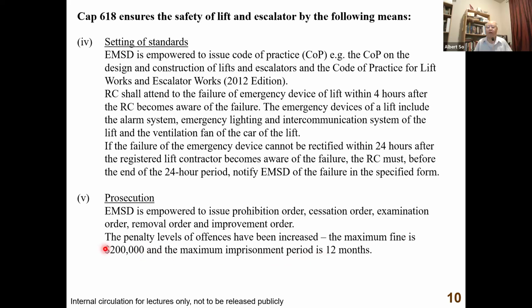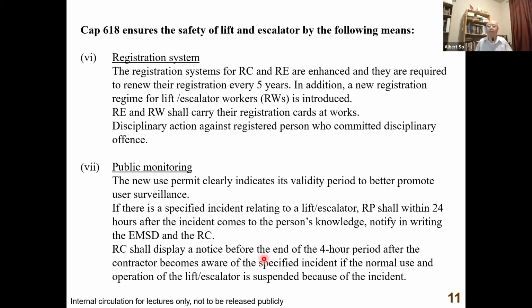So people are not afraid of paying the fine, but people are afraid of being imprisoned, even for a week. Okay, so imprisonment is more useful in making sure that the responsible person pays attention to the safety of the installation. And then registration: registered contractors, registered engineers, and then registered workers.